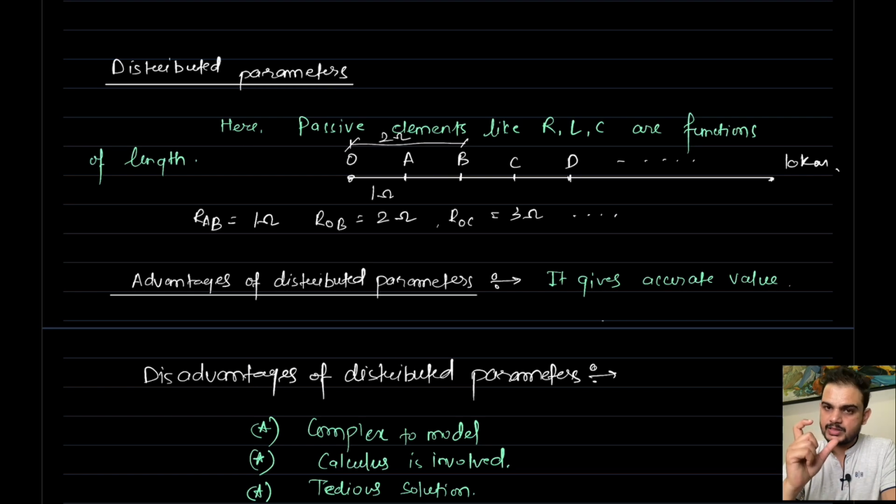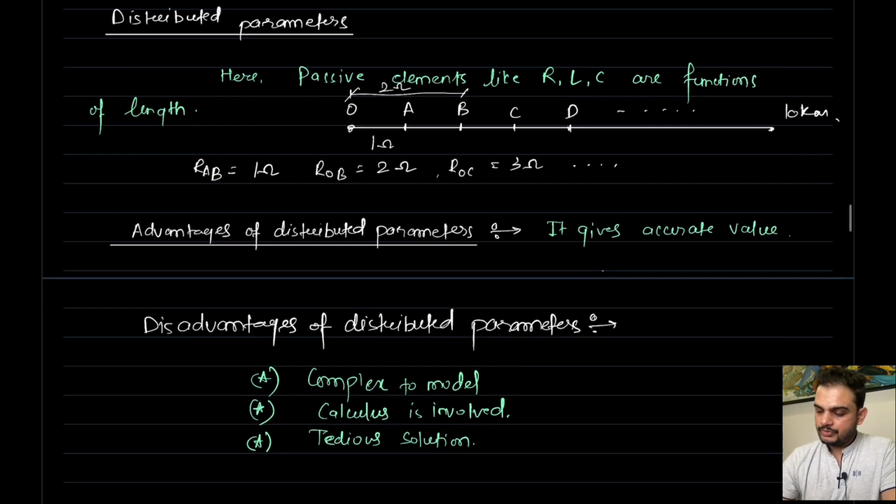I hope this lumped and distributed concept is clear to you. In the whole electrical circuit subject, we will always go for lumped parameters. But for the EMF subject, electromagnetic field theory, we will always go for distributed parameter, where various parametric changes like length, temperature, humidity will come into consideration.